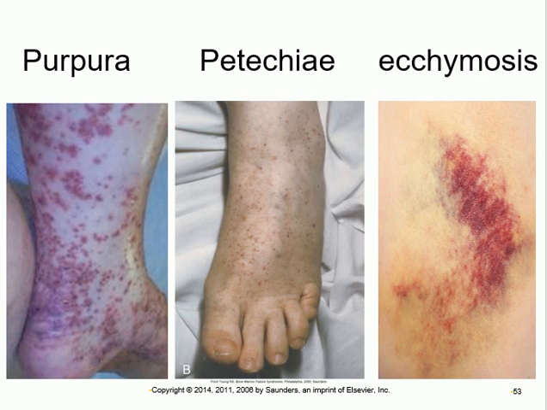This is petechiae, like very tiny. This is purpura, which is bigger and bluish, and this is ecchymosis, which just looks like bruising or something, and all three are blood under the skin.